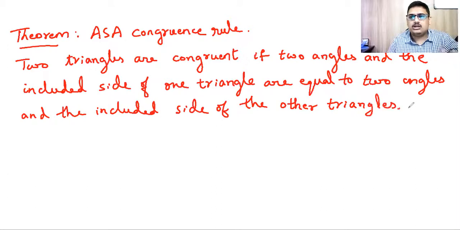It is just the counterpart of that other axiom we studied, that is the SAS rule. Whatever SAS rule we studied, this ASA is the counterpart of that. There we said two sides and the included angle. Here we are saying two angles and the included side. That's all. So this is the counterpart of the SAS congruency rule. So this is the ASA congruency rule.